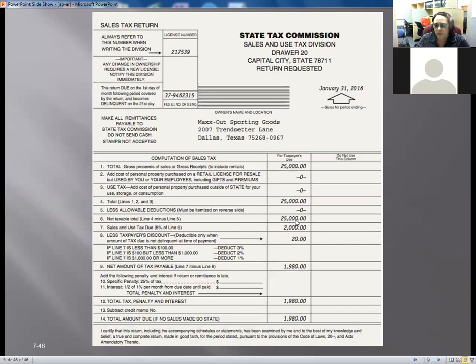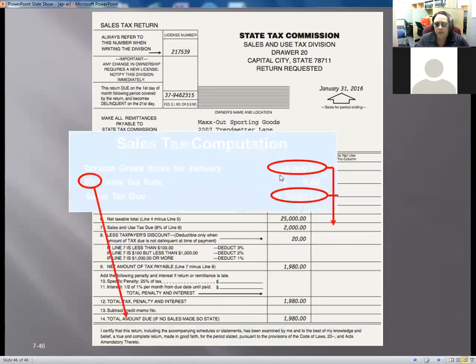Okay, so after this $25,000, we have $2,000 in tax that we need to pay, minus the taxpayer's discount. They had a $20 tax discount included in their bill when we did that memo, so it's less that. So now we owe $1,980. So you've got $1,980 that you need to pay the state. So you take that out of your sales tax payable. So taxable sales times your percentage is your tax due. So the 25,000 times the 0.08.